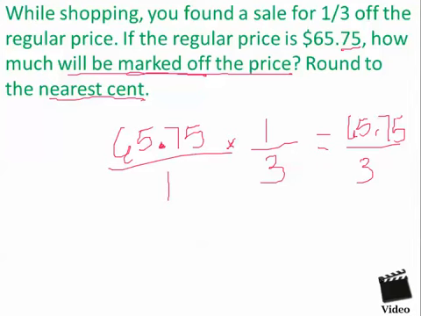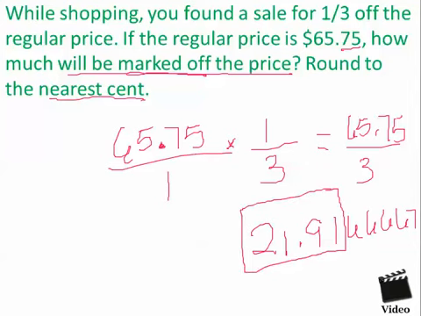65.75 divided by 3, and I end up with 21.91666, and the last digit in my calculator is 7. They want me to cut this off at money, so they only want this much of an answer. I notice that the first number I'm going to make go away is larger than 5. That tells me it's more than ½ cent, and so I need to round up to $21.92.